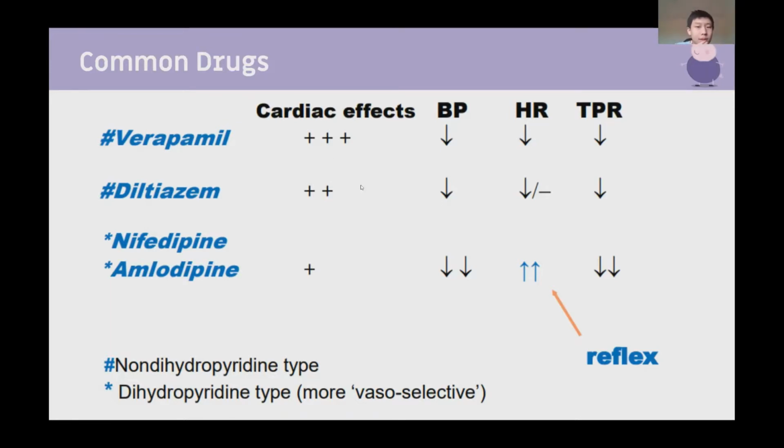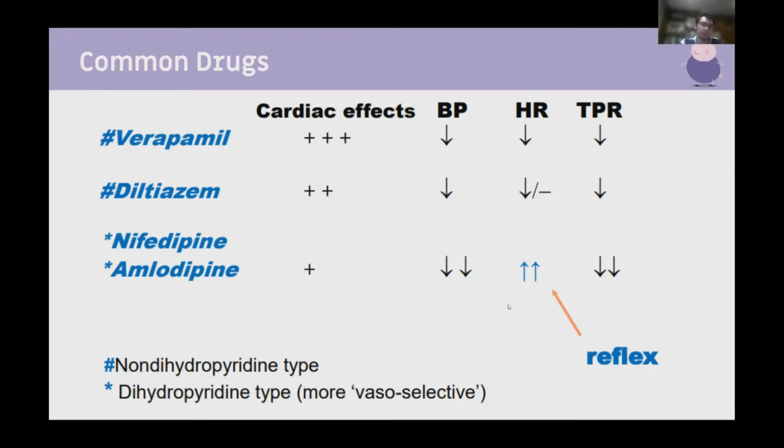Not really. I guess just to point out that you do get the reflex tachycardia when you use a more vasoselective drug like amlodipine, just obviously because it's not targeting the heart as much. But if you use something like verapamil, you'll get a decrease in your heart rate as well because you're targeting the heart. So that's why you see the reflex in more vasoselective types, but not in the cardiac ones. Just try to remember which one's vasoselective, which one isn't.